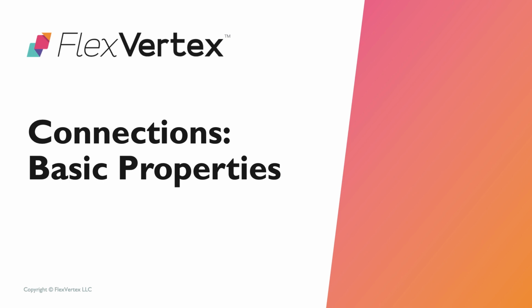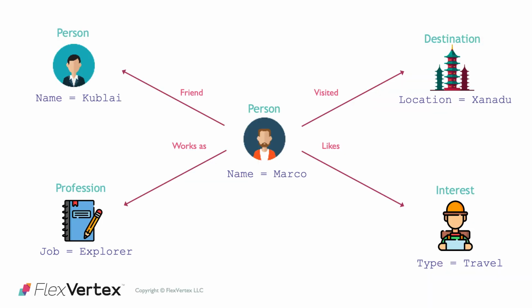Since a connection itself is also an object, FlexVertex lets you define properties on the connections themselves. In this video, we'll see some simple examples of setting up these properties. Later in this series, we'll learn how to carry out searches on connection properties.